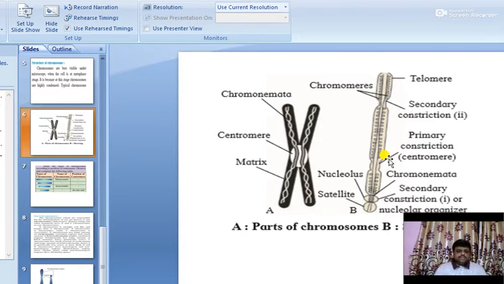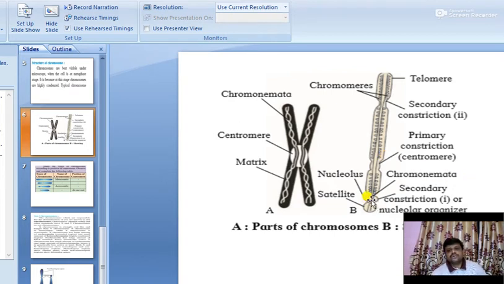Spindle fibers get attached to the kinetochore during cell division. The kinetochore is the most important part of the chromosome, as it plays an important role during cell division, where spindle fibers get attached to it. Besides the primary constriction, an additional narrow area is called the secondary constriction.